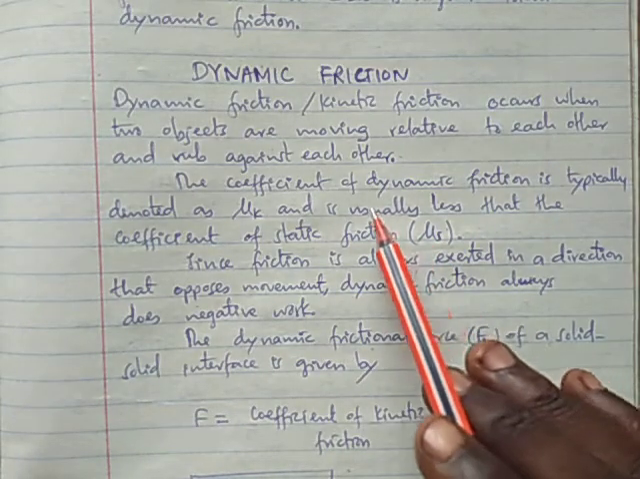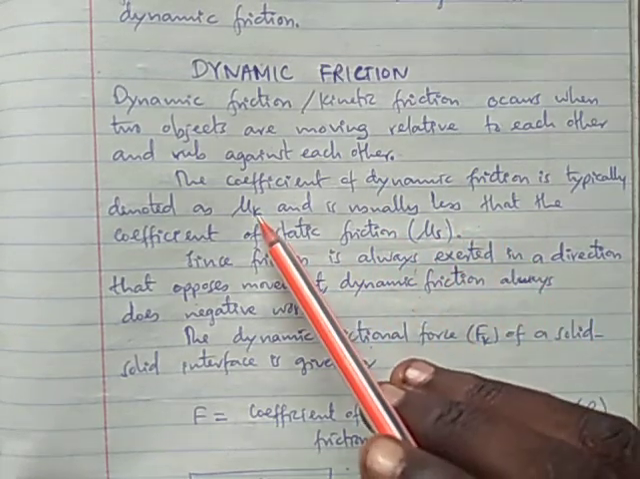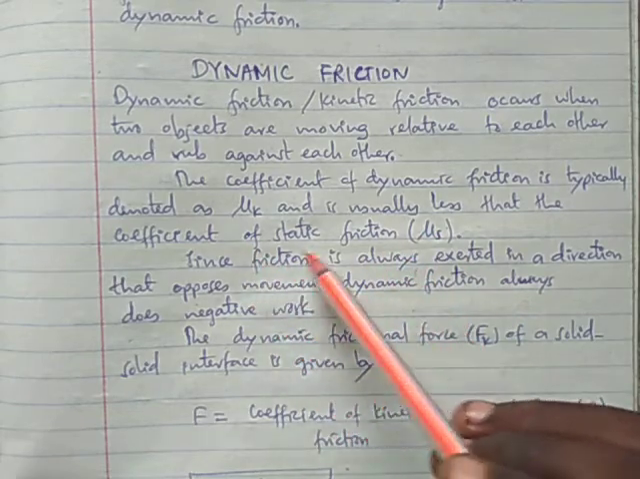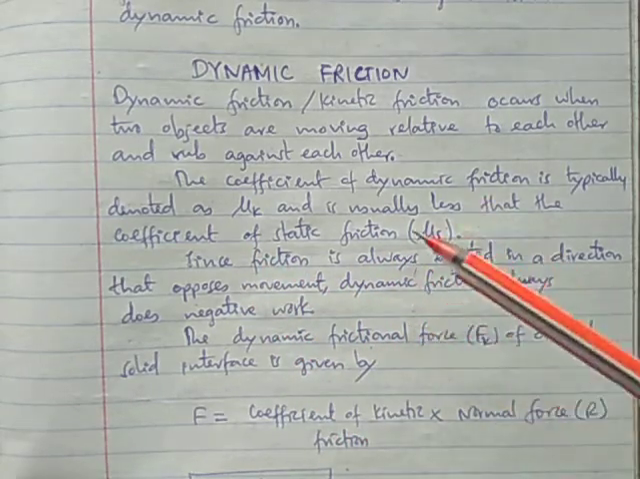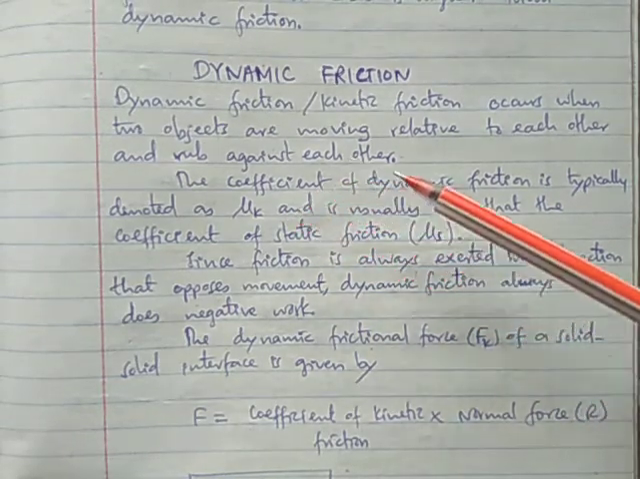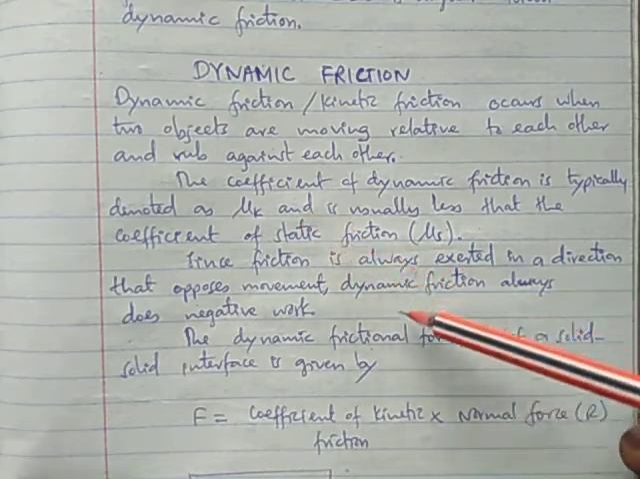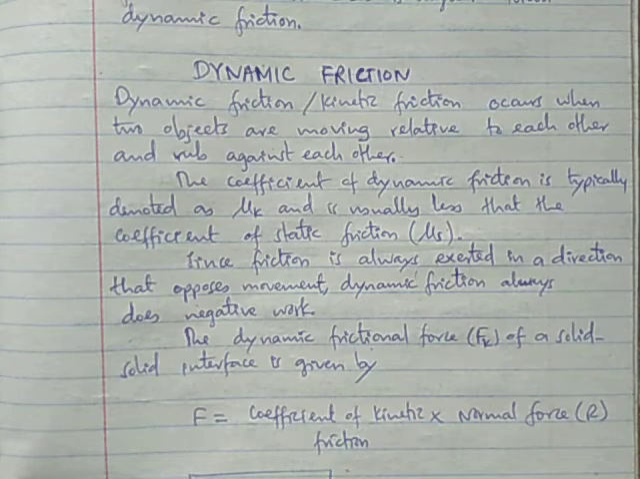So the coefficient of dynamic friction is typically denoted as mu K, and is usually less than the coefficient of static friction mu S. So mu K is the coefficient of kinetic friction, which is usually smaller as compared with mu S. Kwa mu S ni static, mu K ni kinetic. Ndio maana nikwambia tunavyokuwa tunataka kuanzisha motion ya kitu, tunatakiwa tutumie nguvu kubwa kuliko tunavyokuwa tunataka ku maintain motion. When we are maintaining motion, that means we are using kinetic friction. But when we are starting motion, it is static friction.